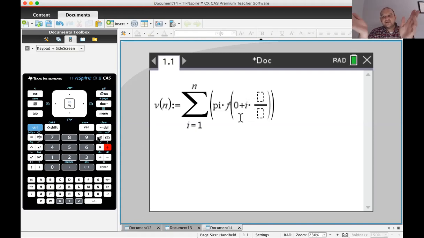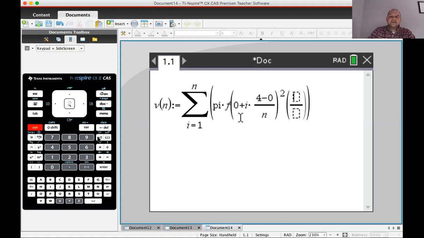So delta x is where you stop minus where you start, so the total distance along the x-axis, which in this case will be 4 minus 0, divided by however many cylinders you're going to make. So in this case, the number of cylinders you make is n. Over n, you have to square your radius, so it's pi, the radius squared, and then times the height, but the height is just delta x again. And this is it. This is a very powerful formula. So I'm going to hit enter.